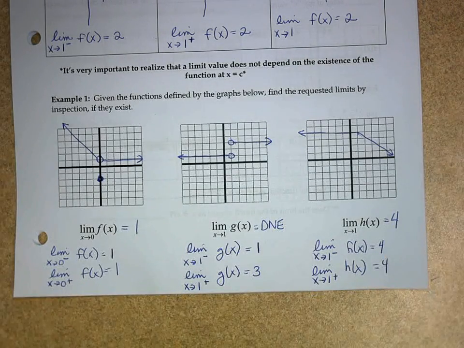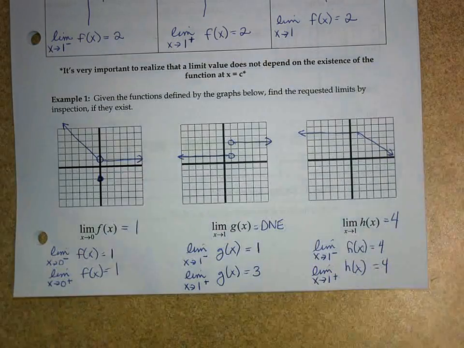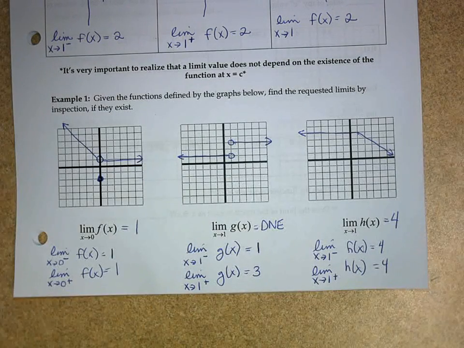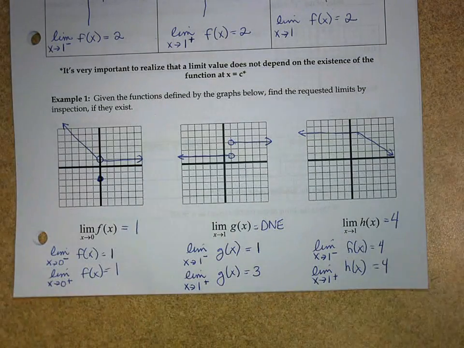So that's the graphical perspective on how we look at a limit. We look at the left-hand side, we look at the right-hand side, and we see what are the outputs or what are the y values that we're getting closer and closer to. In the next video, we are going to look at the numerical version of how we determine limits.